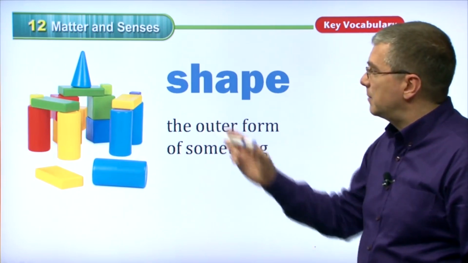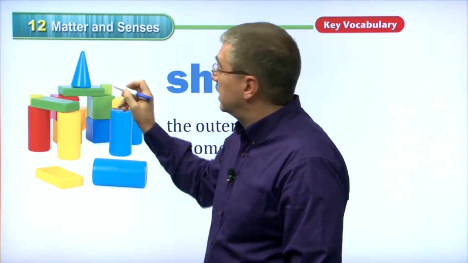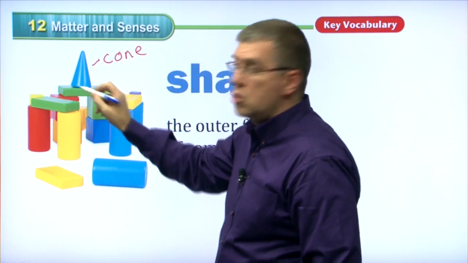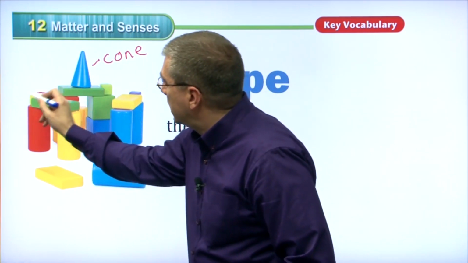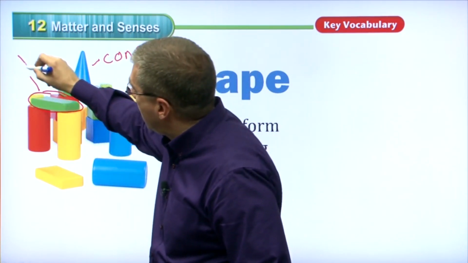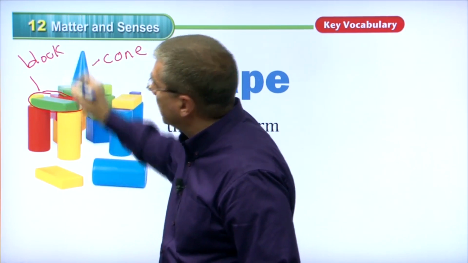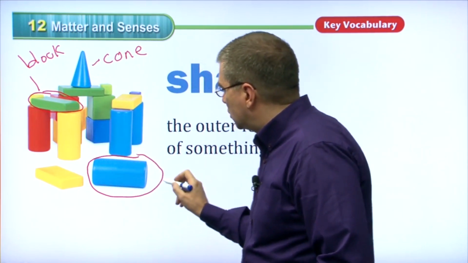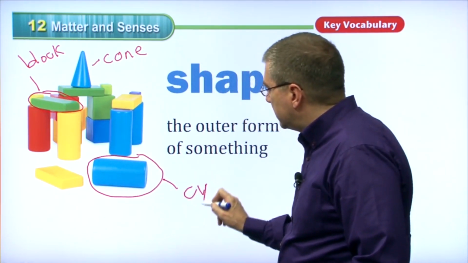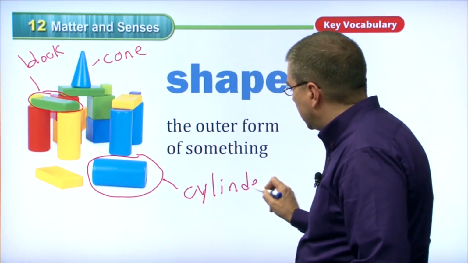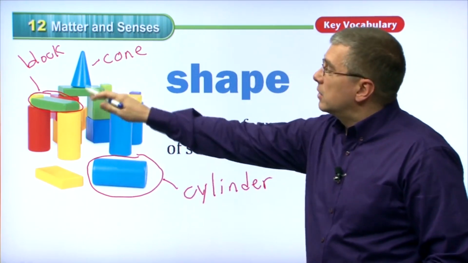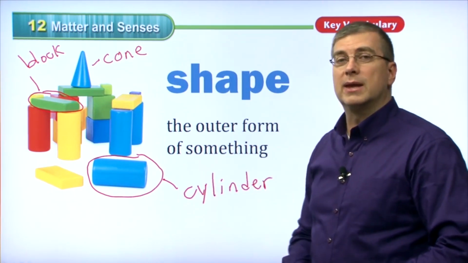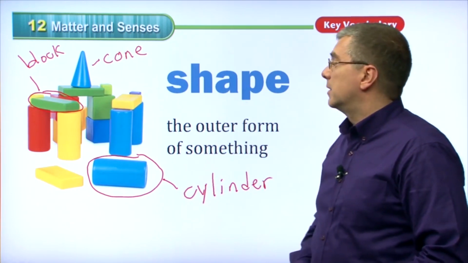And there's lots of different shapes, as we can see. We can call these by different names. This shape here is a cone. On the top, this is a cone shape. This block of wood here, if you see that, that is a block. So if we say it is a block, we're talking about the shape. What about this shape here? That's an interesting shape. This shape is called a cylinder. A cylinder. There's lots of different shapes. It's the outer form of something. And that's one thing that we can talk about matter. And that's the shape of something.